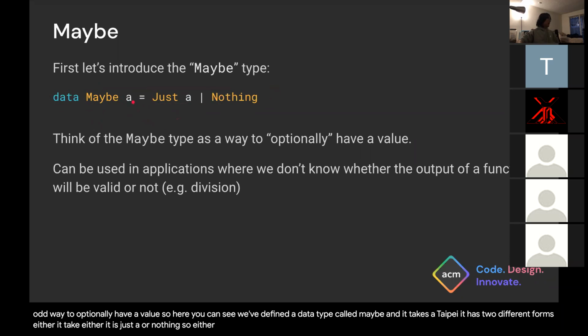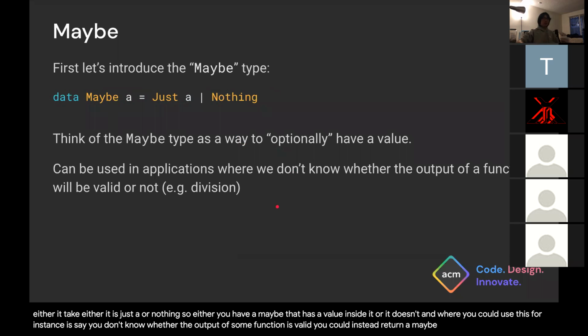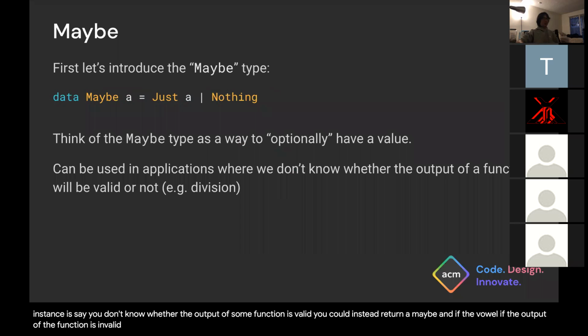So either you have a maybe that has a value inside it or it doesn't. And where you could use this, for instance, is say you don't know whether the output of some function is valid. You could instead return a maybe. And if the output of the function is invalid, you return a nothing instead of the just value.